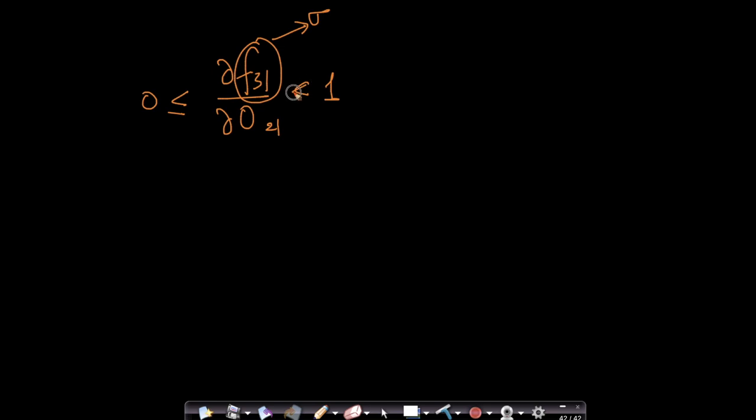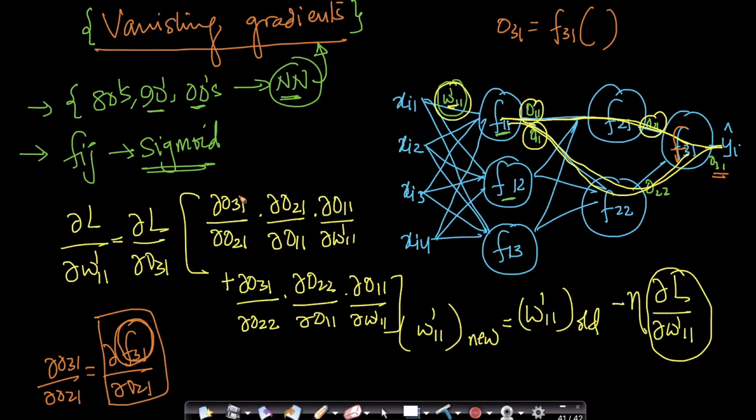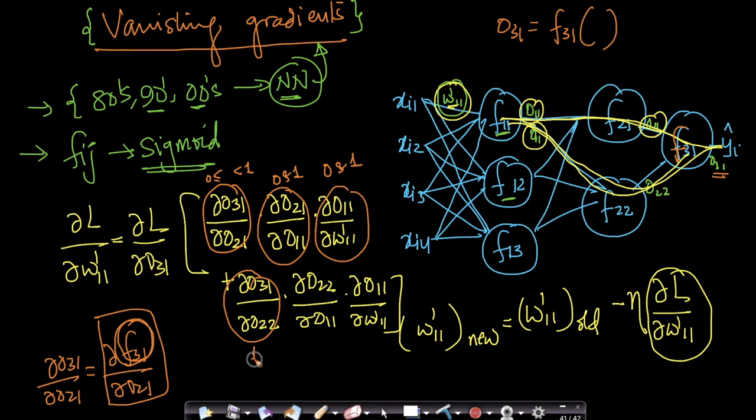So if you notice, this value lies between 0 and 1, or strictly speaking, between 0 and 1. This value also lies between 0 and 1. This value also lies between 0 and 1. This value is also between 0 and 1. This also is greater than 0 and, of course, less than 1.